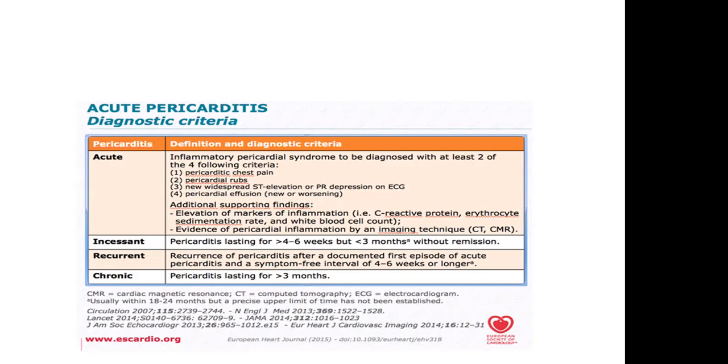Incessant pericarditis is tagged as pericarditis lasting for more than 4 to 6 weeks, but less than 3 months without remission. Recurrent pericarditis is a recurrence of pericarditis after a documented first episode of acute pericarditis and a symptom-free interval of 4 to 6 weeks or longer. Then chronic pericarditis is pericarditis lasting more than 3 months.